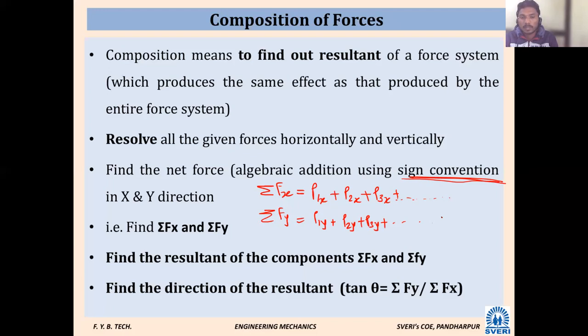Then we have to give the name summation fx. Then all the y components also we have to add together, and give the name summation fy. Once summation fx and summation fy are with us, there is a simple formula. So how to find that resultant? This formula we are going to use: R is equal to under root summation fx square plus summation fy square. This will give the resultant.